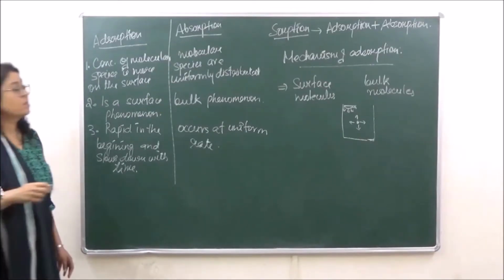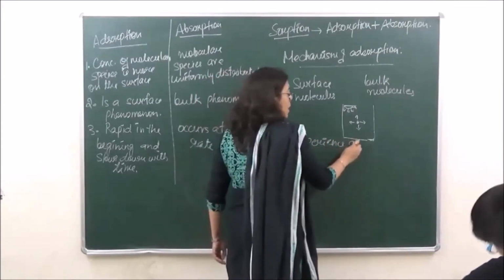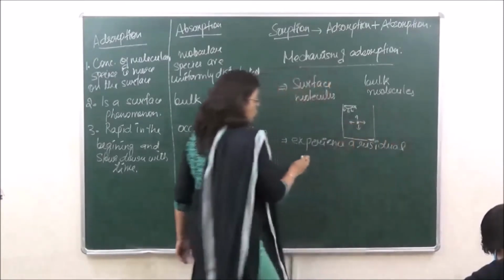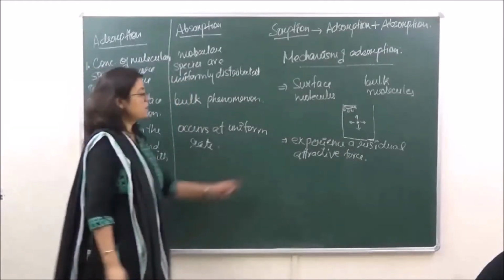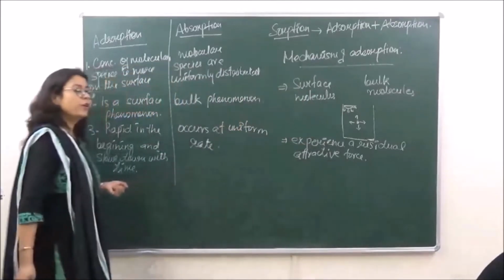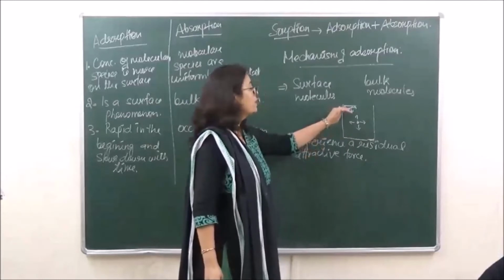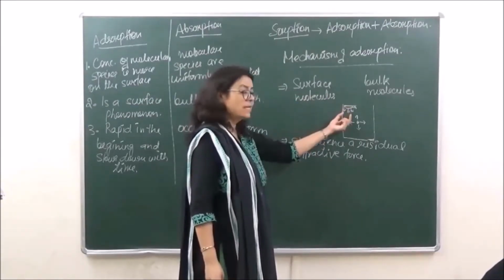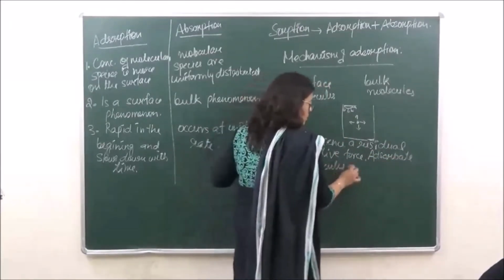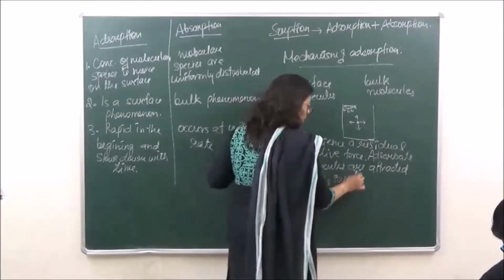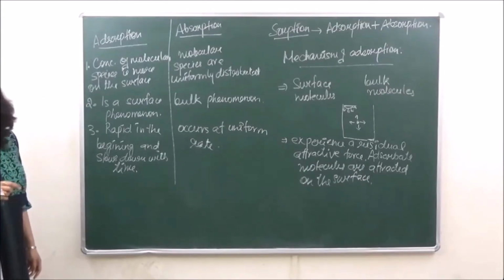Then second, as I just told you, particles of the surface molecule experience a residual attractive force, and that attractive force is going to be inward. As we are showing in this molecule, that attractive force is going to be inside. As a result of this, because this molecule is being attracted inside, it is going to attract the adsorbate molecules. Because the resulting force is an attractive force, the adsorbate molecules are attracted on the surface. The adsorbate molecules are attracted on the surface because of these residual attractive forces.